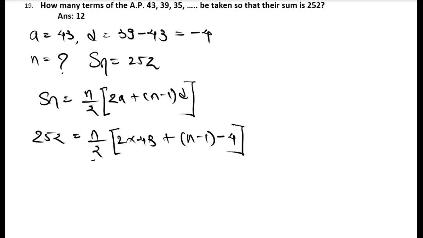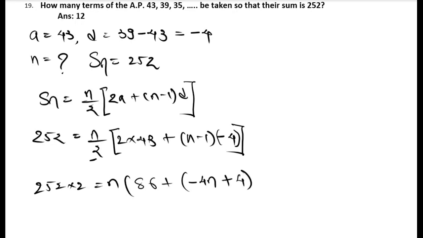First, I will take this 2 over to the other side. So it will become 252 multiplied by 2 is equal to n bracket. What is 43 twos are? 86 plus, okay, this is not minus 4. This is multiplied by minus 4. So 4 is going to be multiplied with n, minus 4. So you get minus 4n. And minus 4 is going to get multiplied with minus 1. So plus 4.